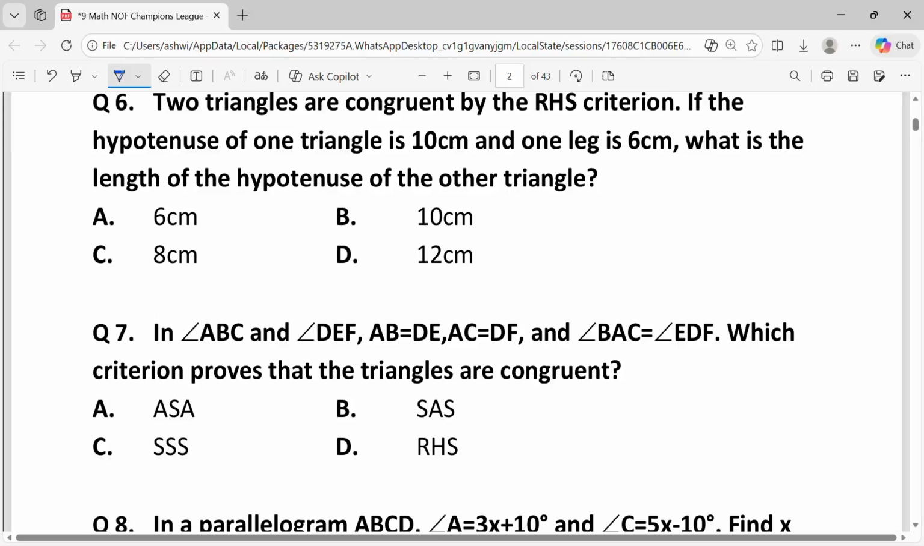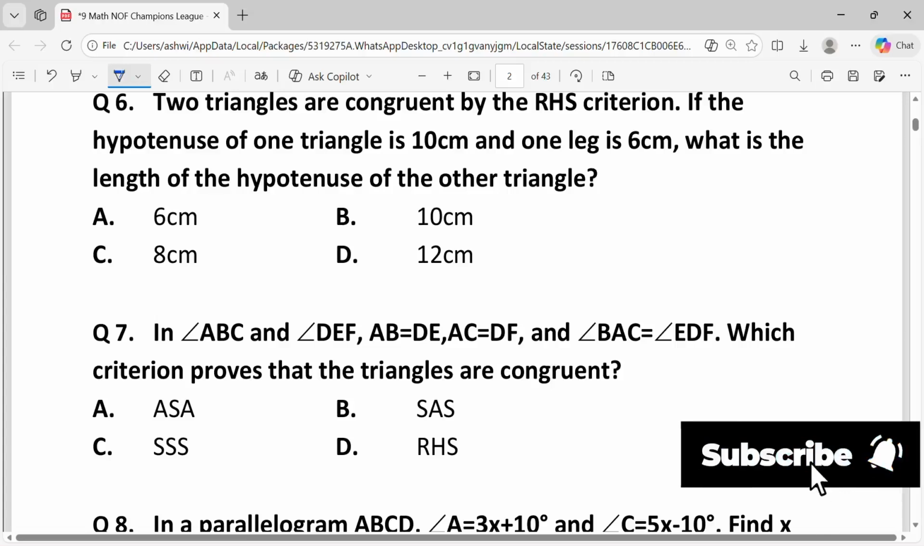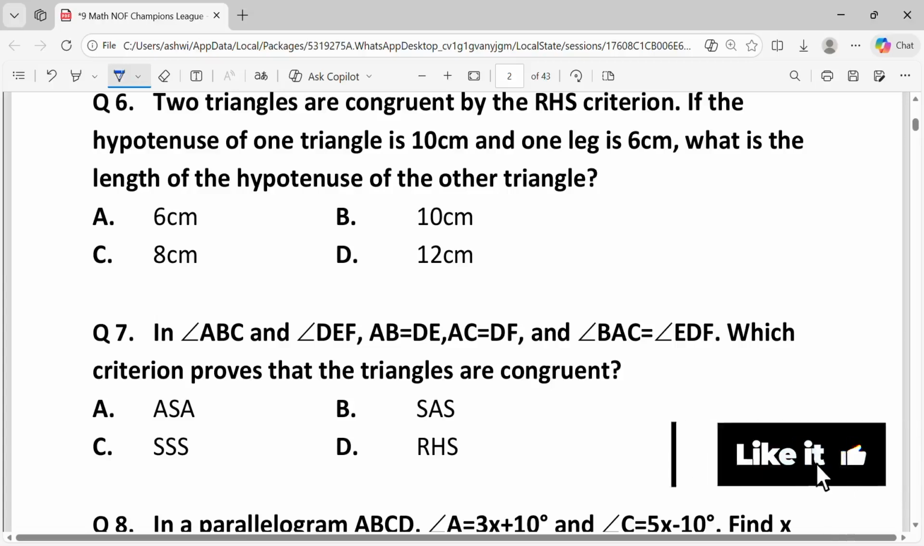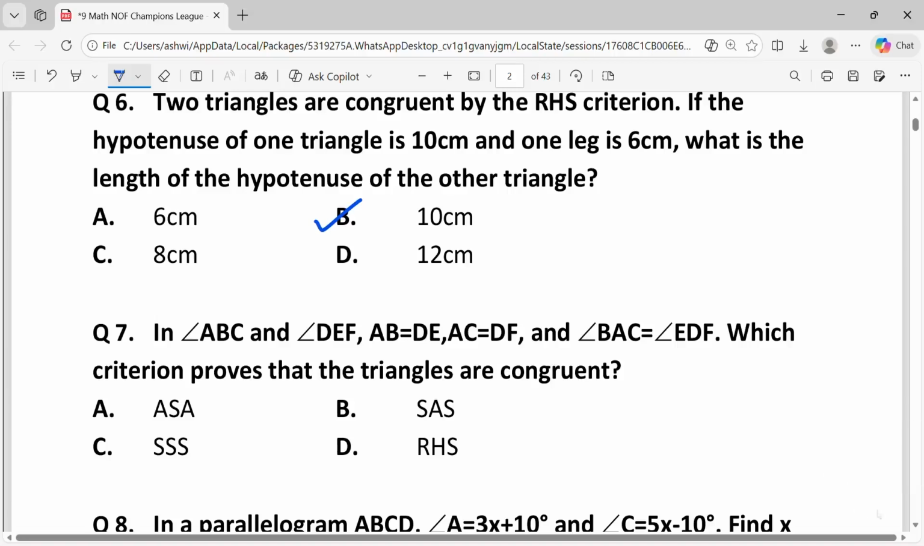The hypotenuse of the first triangle is 10 cm. So, the hypotenuse of the other triangle is also 10 cm. That is option B.